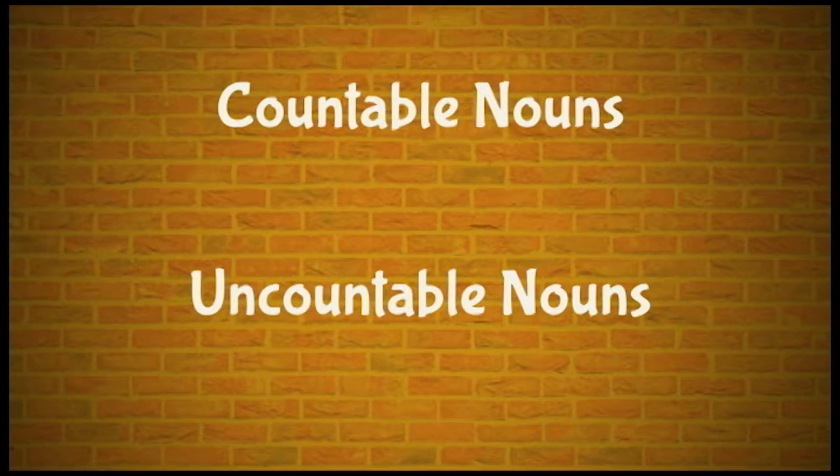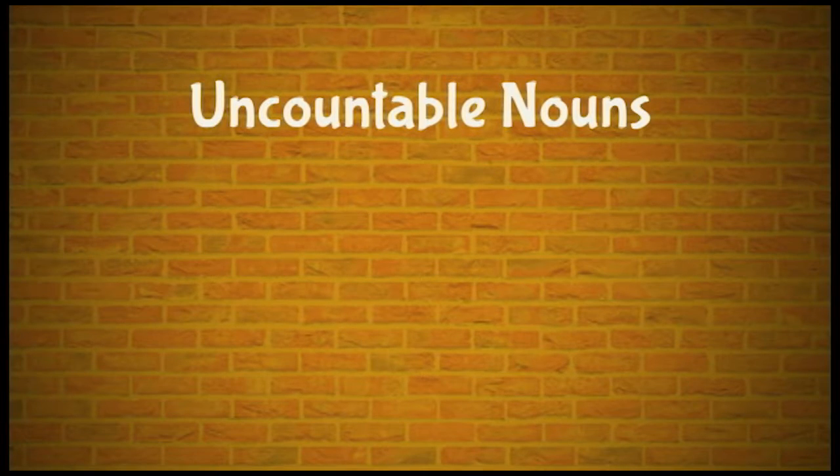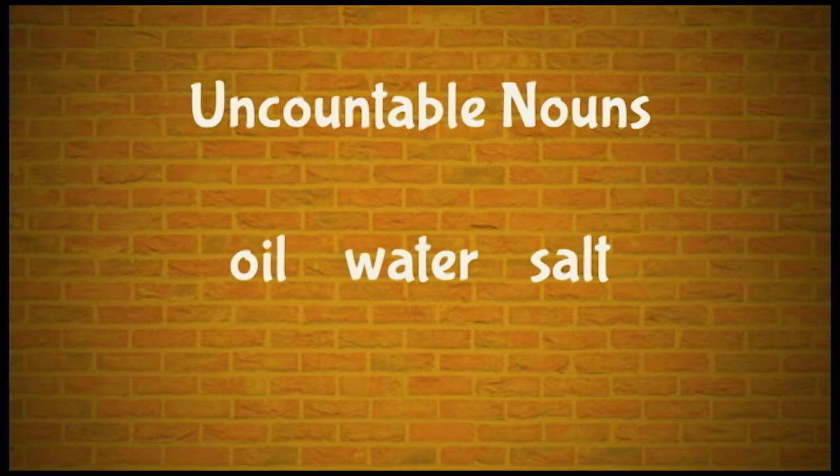Nouns can also be classified as countable nouns and uncountable nouns. Countable nouns are nouns that we can count, like books, cars, people, and uncountable nouns are ones that we cannot really count, like oil, water, salt, and so on.